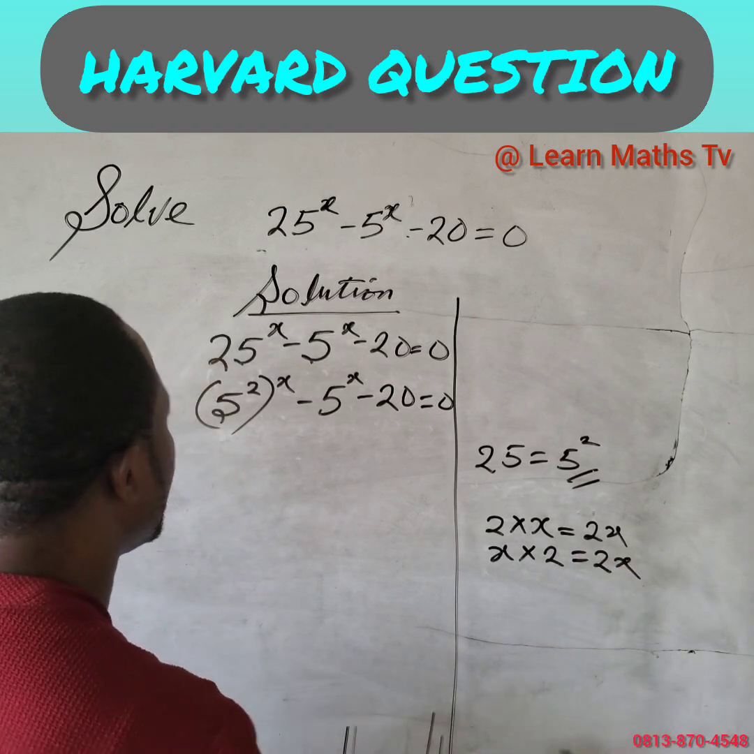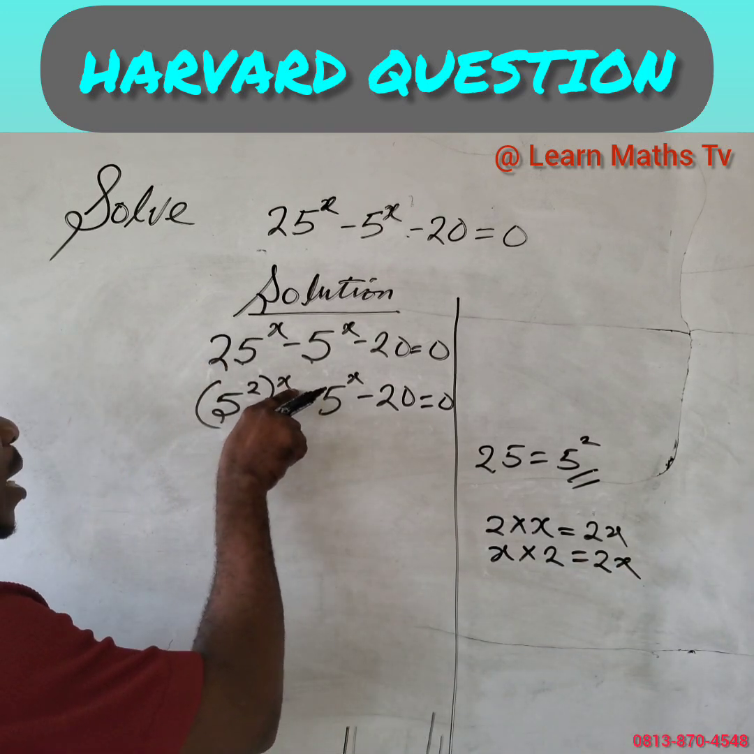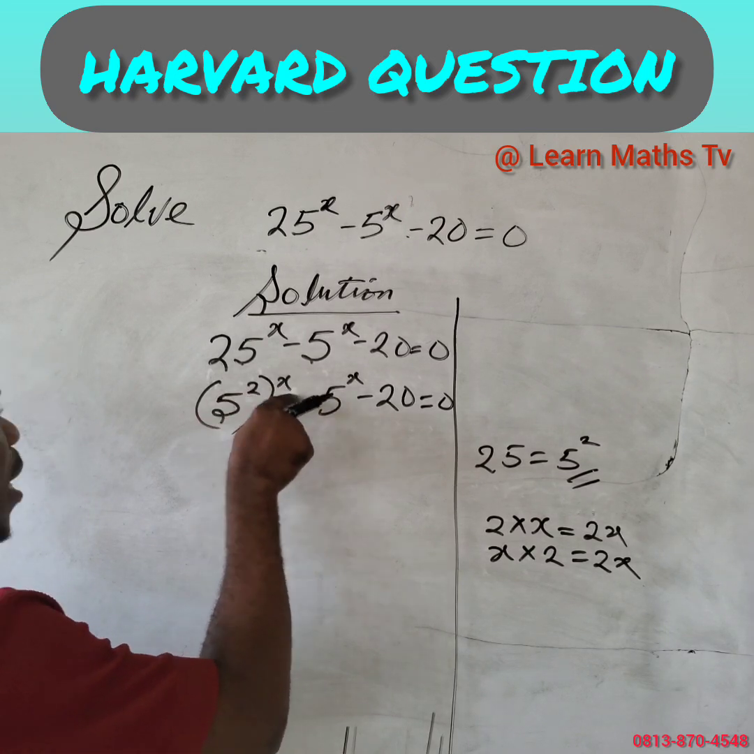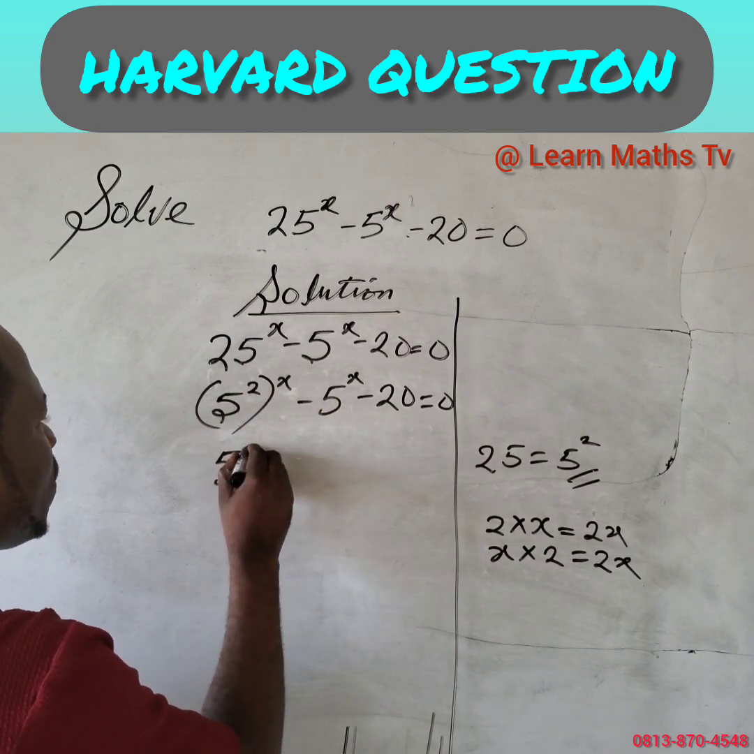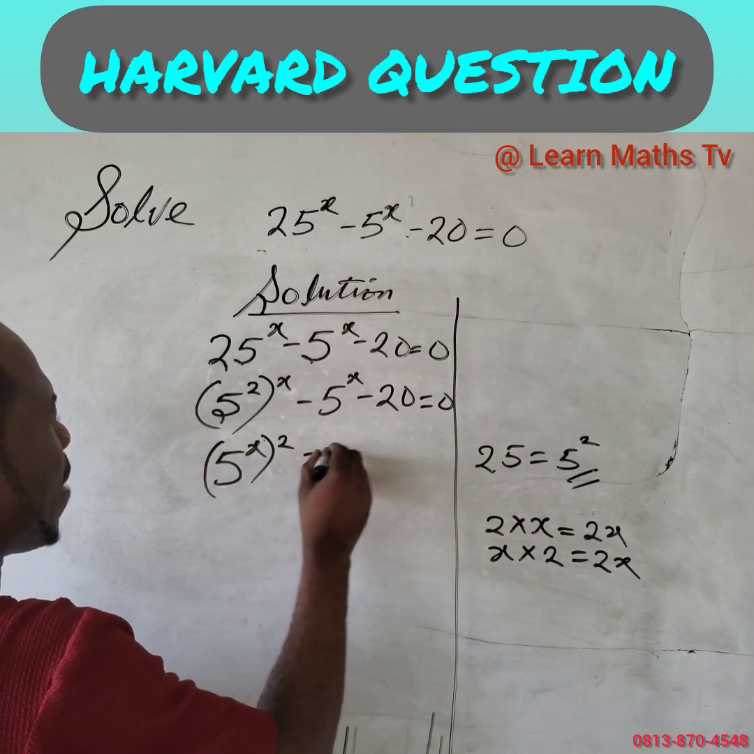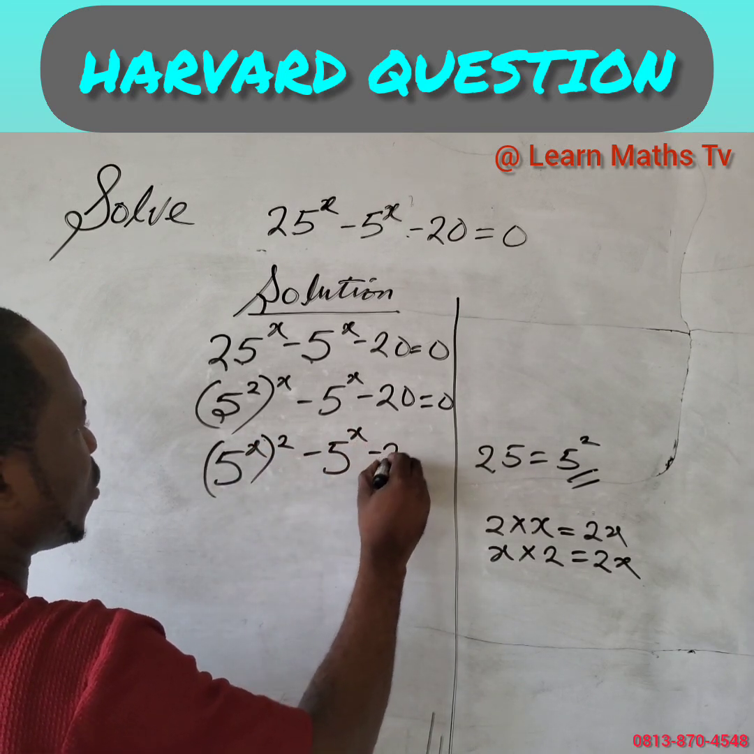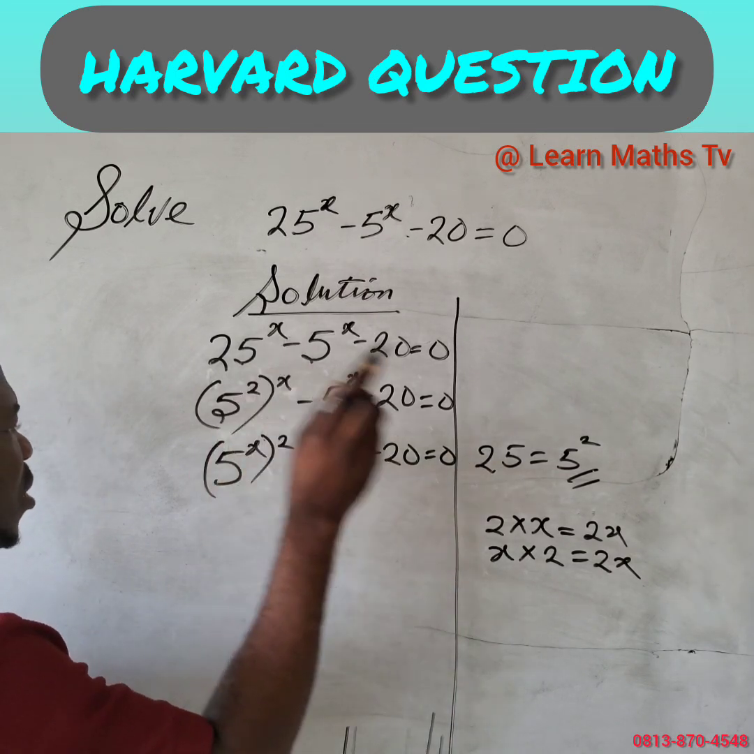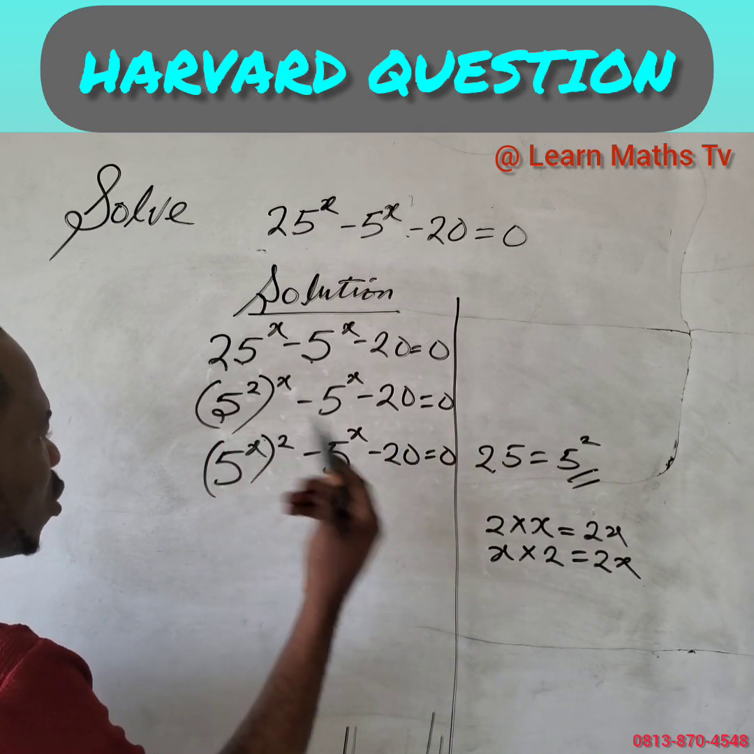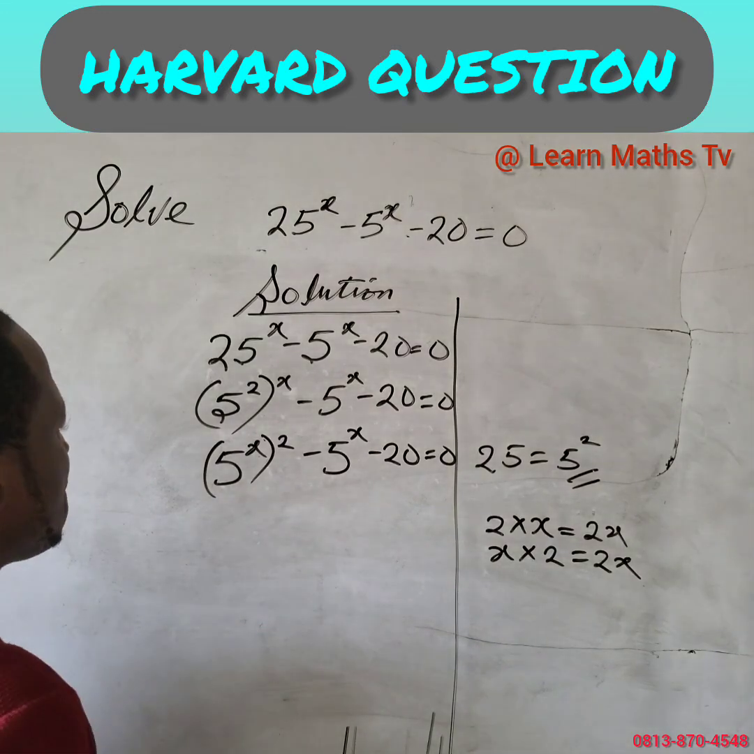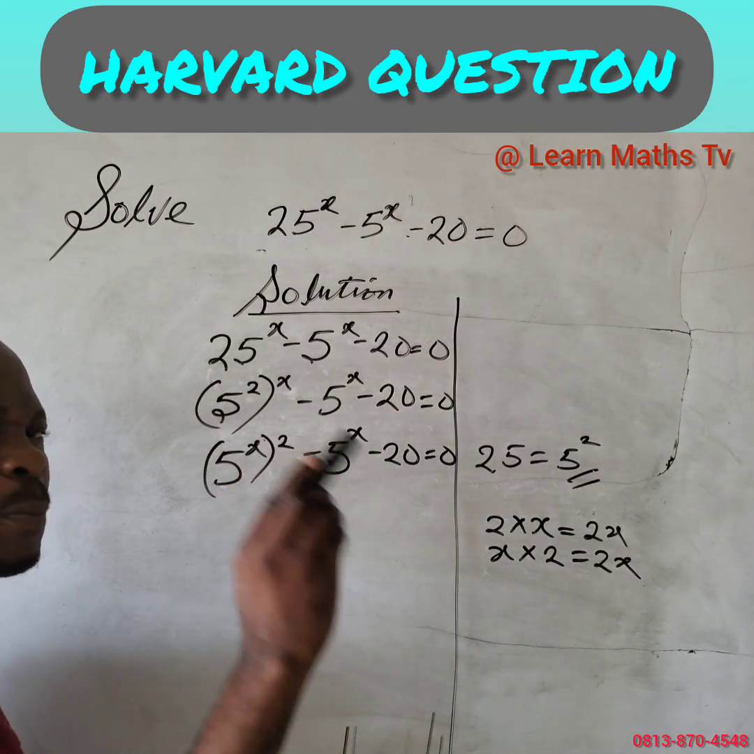So if this is true, then I'm going to replace this x for the 2 and 2 for the x. So I'll be having 5 raised to the power x all raised to the power 2 minus 5 raised to the power x minus 20 is equal to 0. So 2 times x is 2x, x times 2 is 2x. The reason why I did this is simple. I want 5 raised to the power x to be called p.